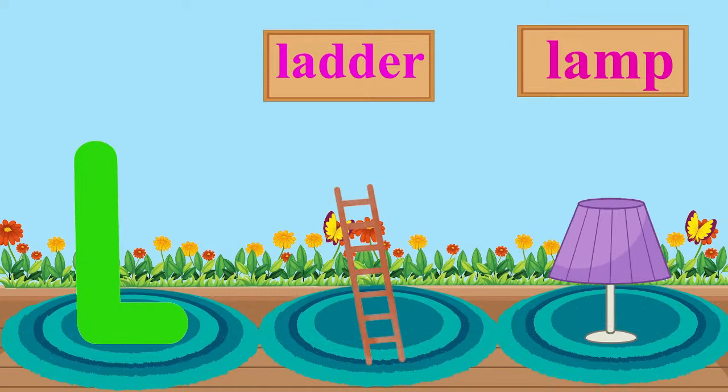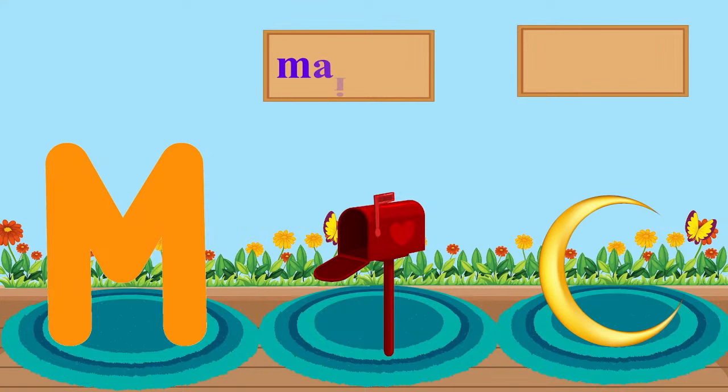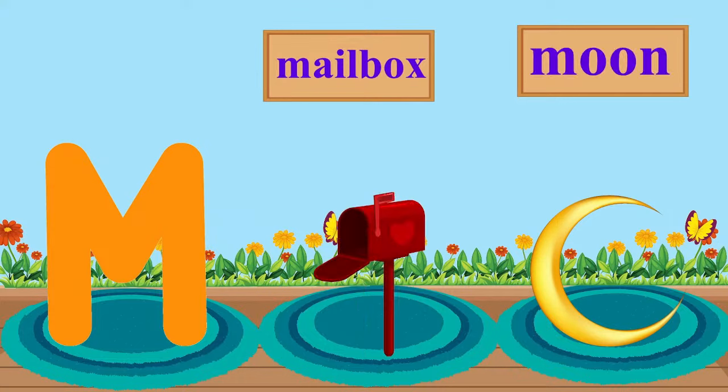M is for mailbox. M, m, mailbox. M is for moon. M, m, moon. M is for m, m, m, m, mailbox. M is for m, m, m, m, moon.